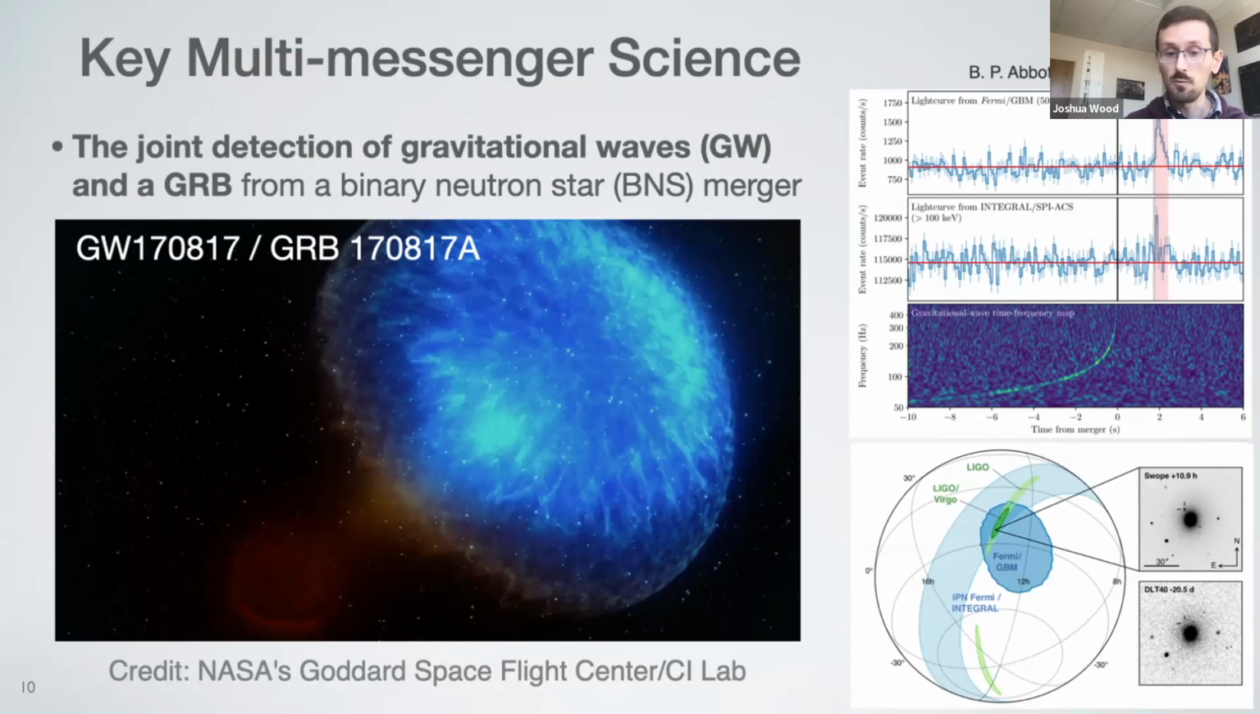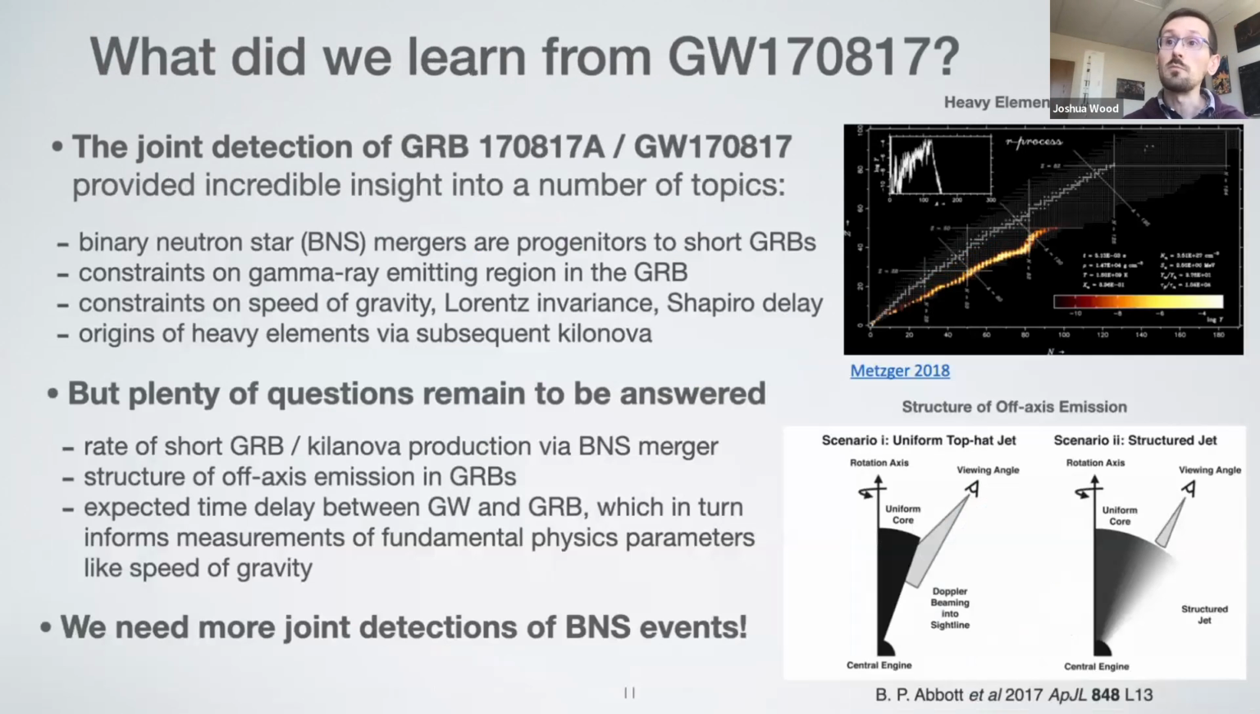And so you can ask the question, what did we learn from this one event? Turns out quite a bit. We learned that binary neutron star mergers are progenitors to short gamma ray bursts. We got some constraints on the size of the gamma ray emitting region in the gamma ray burst based on the timing of this event, constraints on the speed of gravity, Lorentz invariance, Shapiro delay. And then we also have an explanation for the origin of heavy elements from the subsequent optical kilonova event, where you essentially have an explosion that throws out a bunch of neutron-rich material. Those neutrons collide and can create heavy elements.